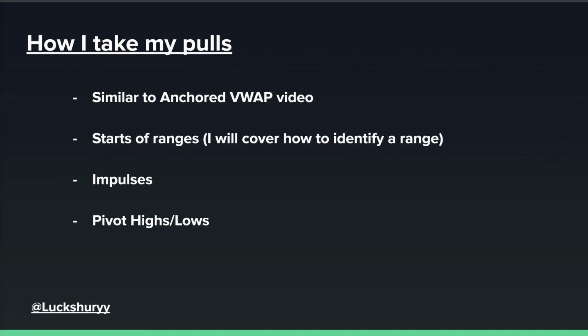How I take my fixed range pulls, again, I'll be going into much more detail within the actual video, but it's similar to the anchored VWAP video where I'm taking it from highs, pivot lows, starts of ranges, and impulses. That's mainly it, three types of areas. There are other scenarios I've been using it in as well, but I'll be showing you how you can use this through different examples.